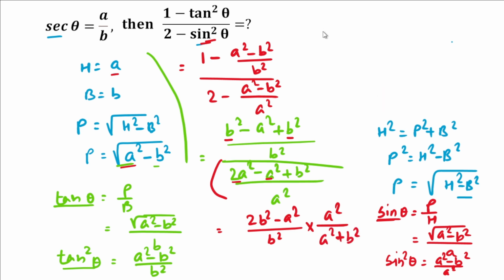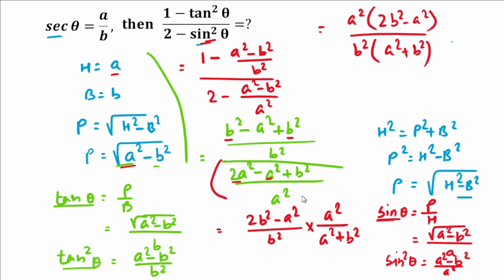So now we'll write it here. So this value will be a square multiplied by this value, 2b square minus a square, divided by b square multiplied by a square plus b square. So friend, this is the simplest value of this term. So this is our answer of this problem.